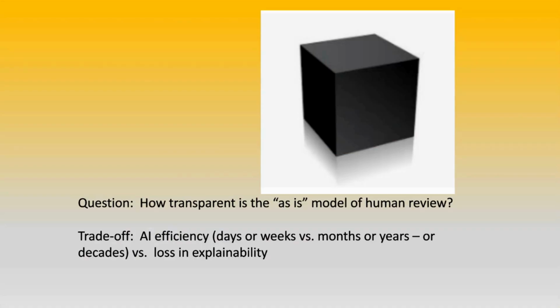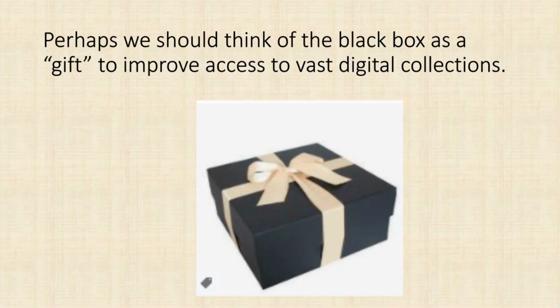AI methods and black boxes, the question is how transparent the as-is model of human review is now. I would say that if you're waiting 55 years for a response, it's not so transparent. And I think there's a trade-off between the efficiency, days, weeks, or months, versus a loss in explainability that every institution is going to have to confront. I think AI is a gift, not something to be feared.